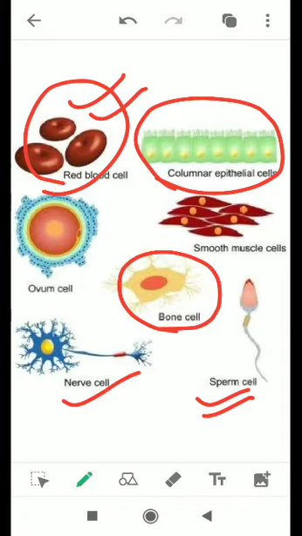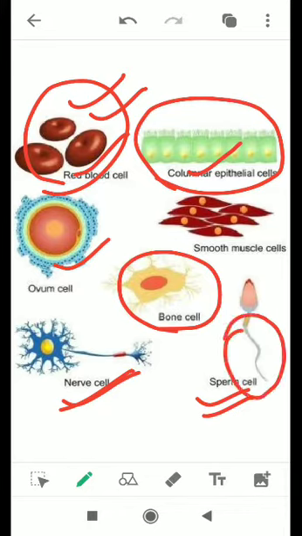See, they are spherical in shape, they are column-like or square in shape. They are round in shape. See, the nerve cell is branched, right? The sperm cell has a flagellum. The flagellum is a structure which helps the cell to swim. That is the function of the flagellum.